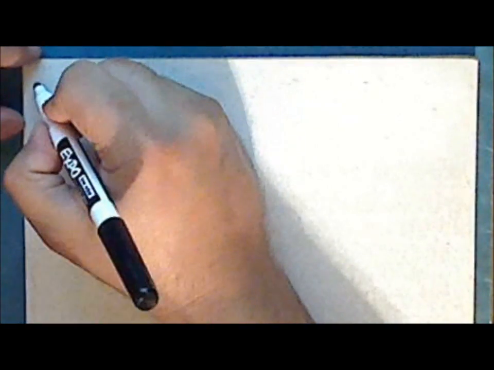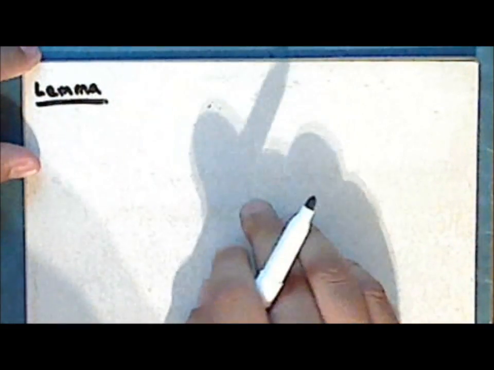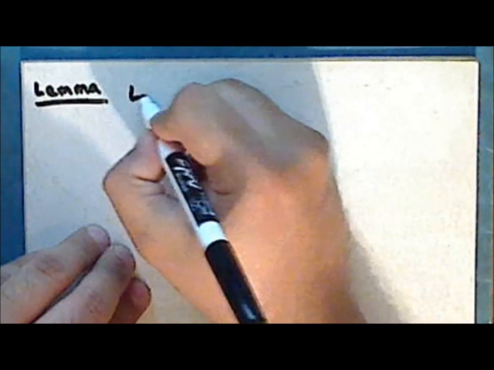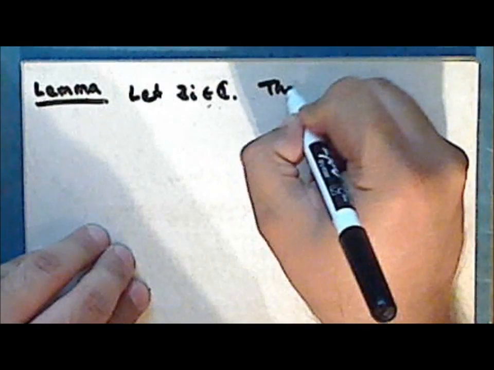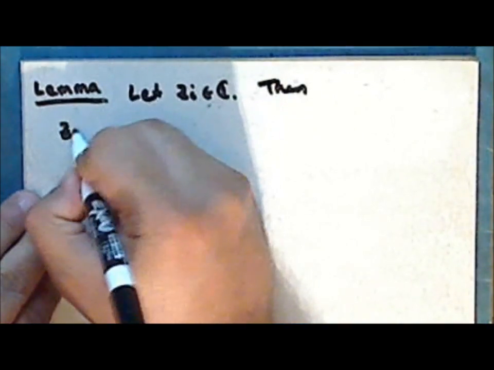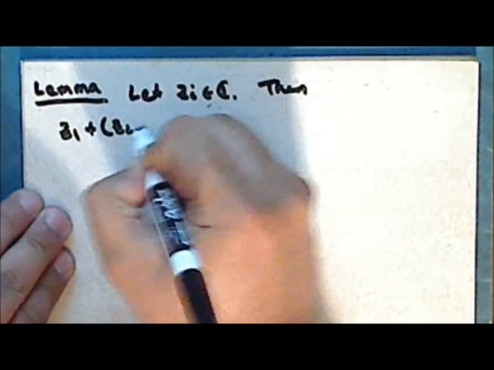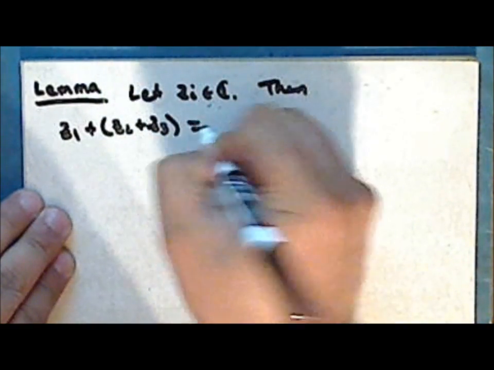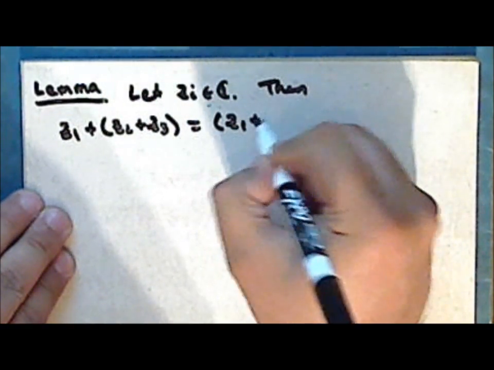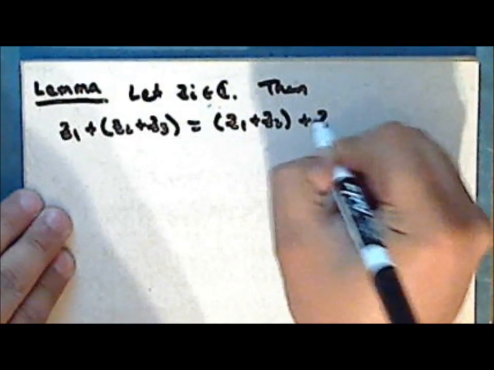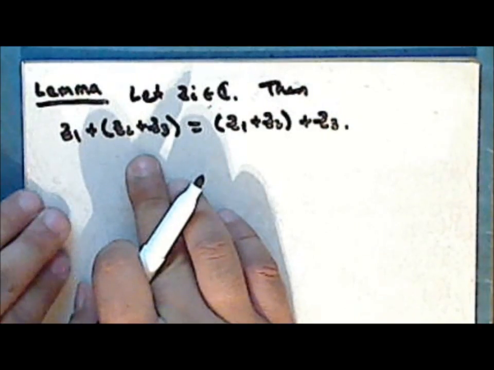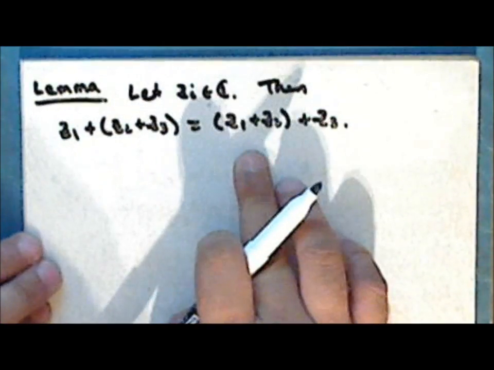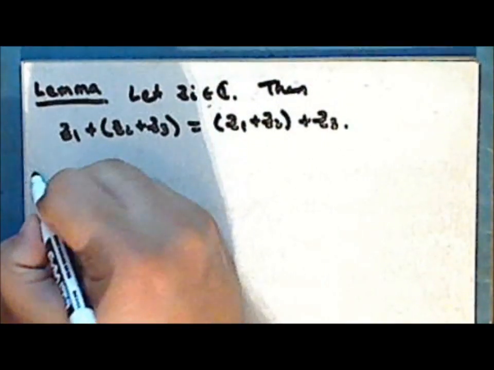All right, so next we will show that the operation of addition is associative over the complex numbers. So let z sub i be a complex number. Then z sub 1 plus the quantity z2 plus z3 is the same as the quantity z1 plus z2 plus z3. So it does not matter how we group the terms, the sum is the same, and so we will be able to omit the parentheses altogether. So proof.